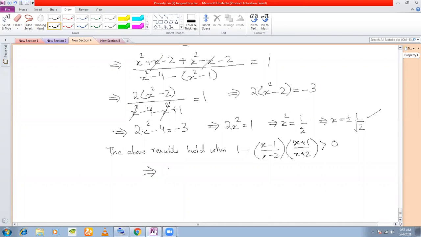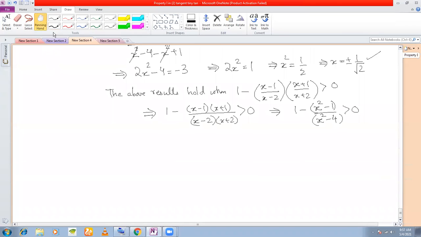Okay. So what you do here is you can write this as 1 minus x minus 1 into x plus 1 divided by x minus 2 into x plus 2, greater than 0. Now this becomes 1 minus x square minus 1 by x square minus 4, applying the a plus b into a minus b formula, right? This is greater than 0. Now you take the LCM on the left hand side. LCM is x square minus 4.